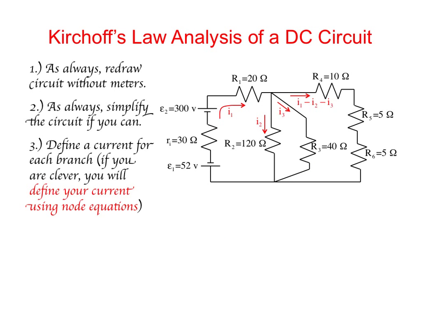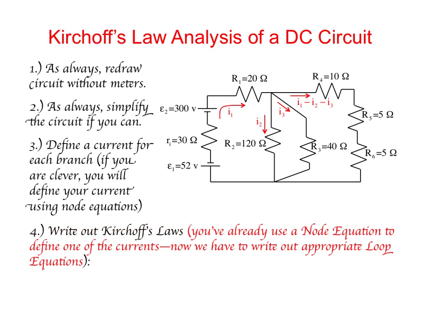The point is that the current going through R4 here is going to end up equaling the current coming in, I1, minus the current going through the other 2 branches. What's left over goes through R4. So in a formal sense, what we've already done is to start out writing Kirchhoff's laws. We've used the node equation to identify one of our currents.